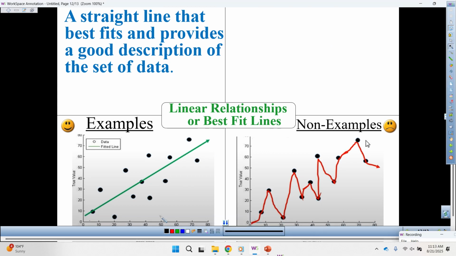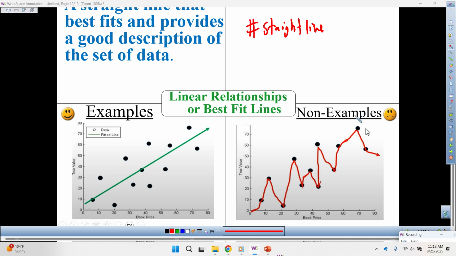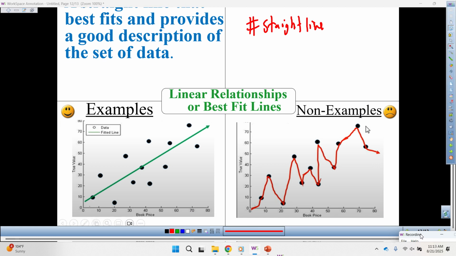So here on this box, I want you to write hashtag straight line. That is correct. It has to be straight. And then I'm going to send you the rest to your screen so you can copy it on your notes. There it is. Copy the example and non-example as best you can, please. I'll give you guys some time. Go.